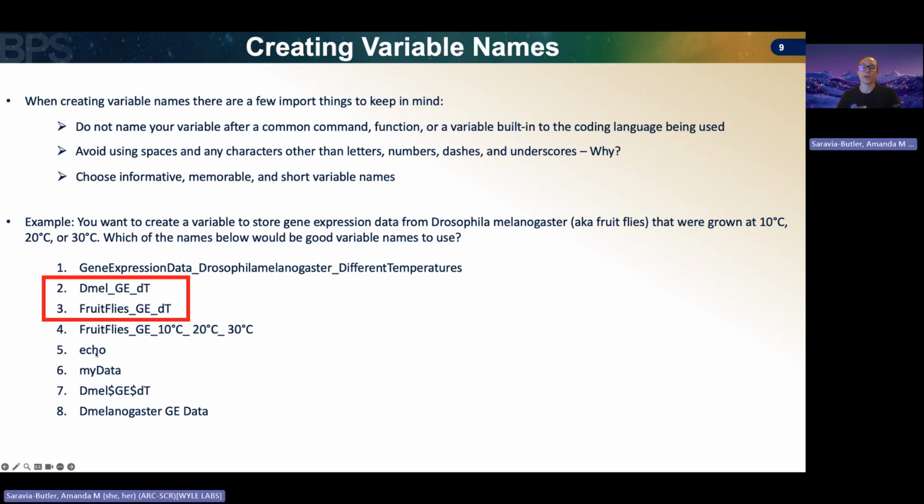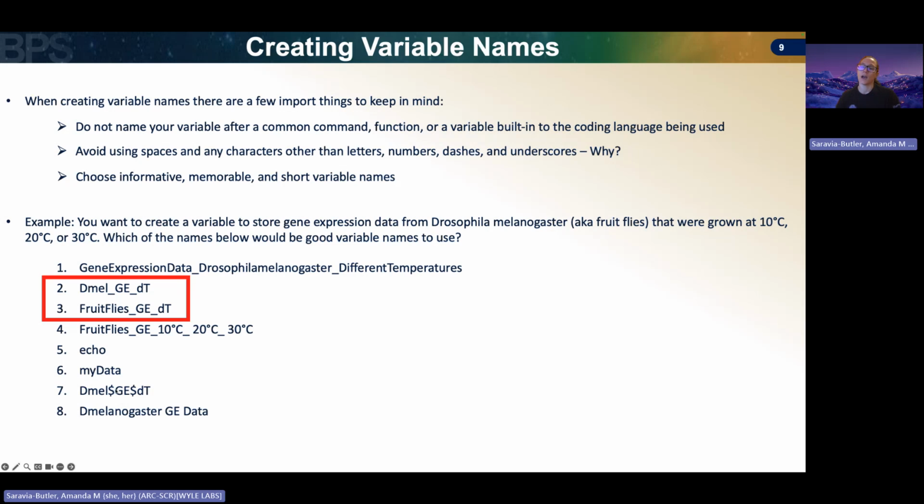If we were to name it echo, of course, we don't want to do this. One, it's not informative. It doesn't tell us what's stored in that variable. And two, echo, as we just saw, is a known command within a Unix-like system. Number 6 here, mydata. This is nice and short, no spaces, weird characters. This isn't a known command in Unix. However, it's not very informative. Mydata doesn't tell me much about what information is stored in that variable.